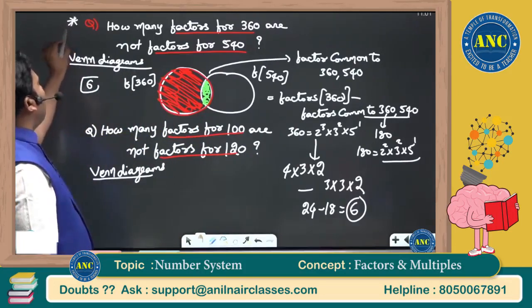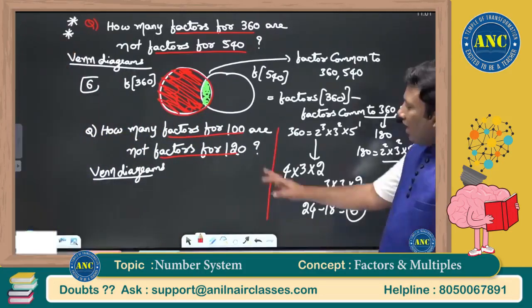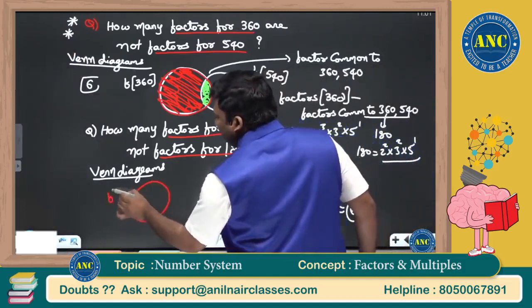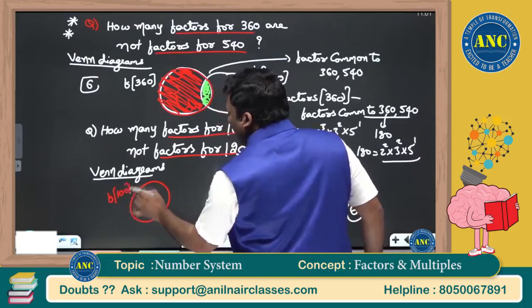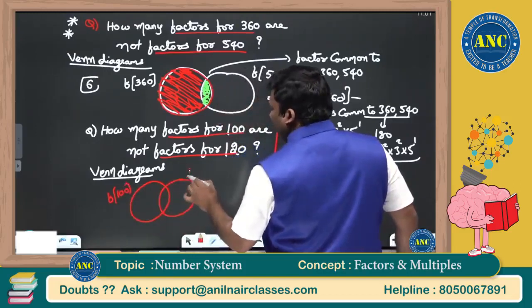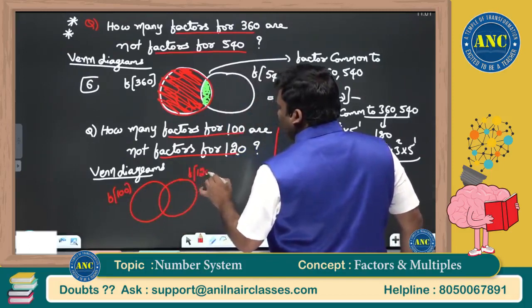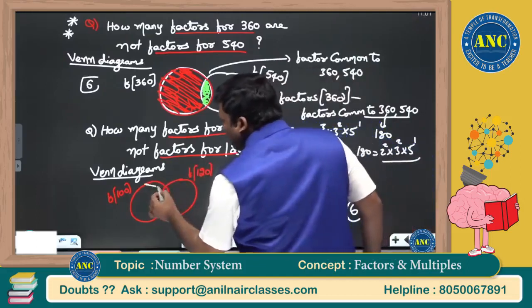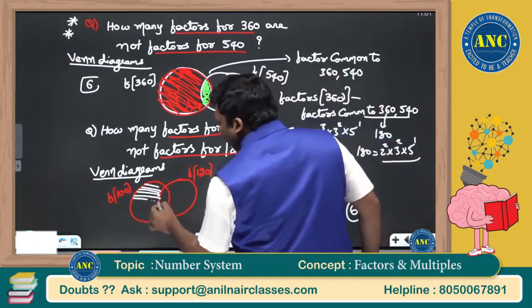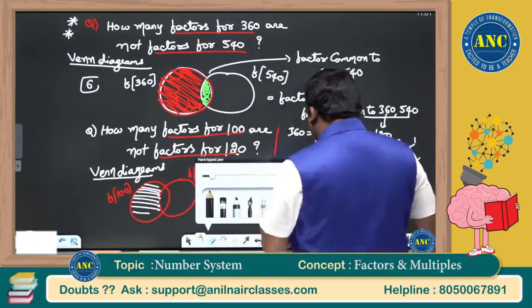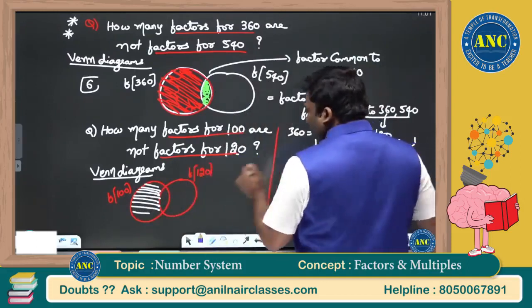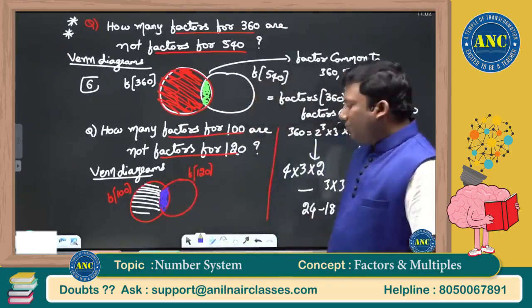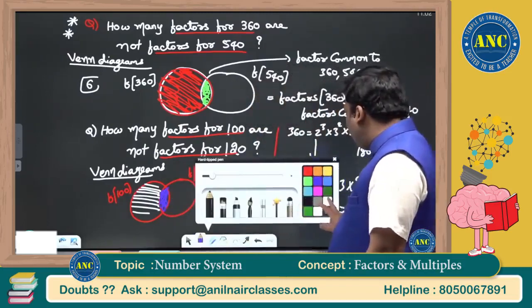Please put a star mark on each and every question. Next: how many factors for 100 are not factors for 120? This circle represents the factors for 100. There is another circle which represents the factors for 120. In this one, I require this portion, subtracted from the blue shaded portion. Same concept. So what will be the answer?